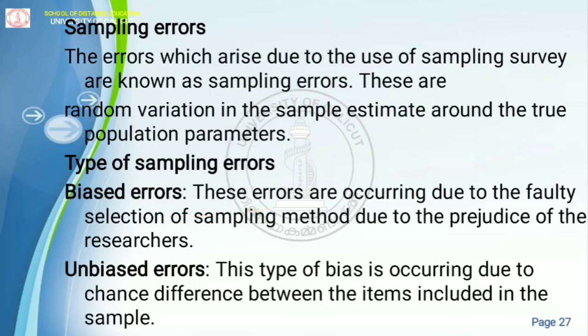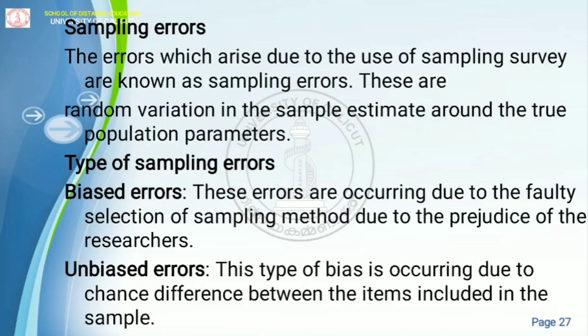So sampling errors: there are errors which arise due to the use of a sampling survey, known as sampling errors. The random variation in the sample estimate around the true population parameter is the sampling error. So which are the types of sampling errors? Biased error and unbiased error.